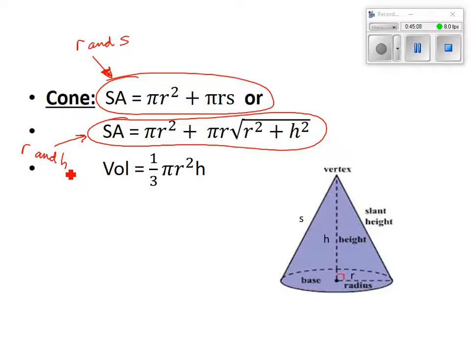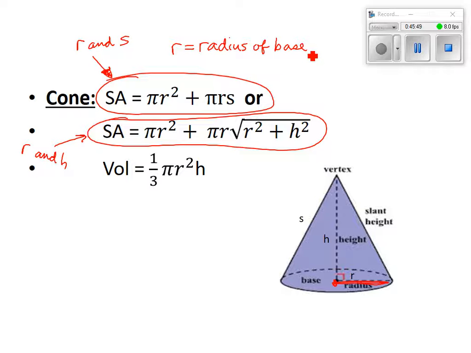So if I have a cone, this is my cone. What's the base of a cone? A circle. On that circle, the one thing that you need to know every single time is the radius of that circle. So r is the radius of the base. You've got to know that every single time for whichever formula.